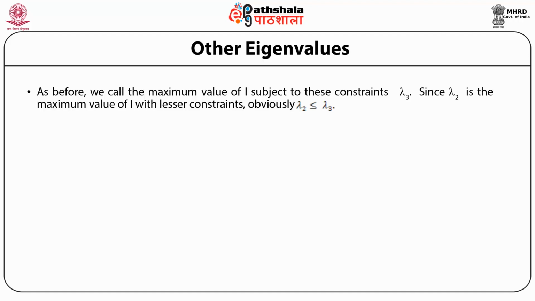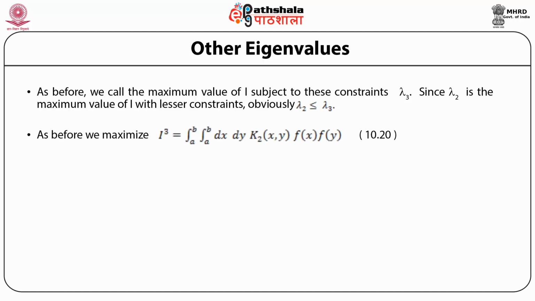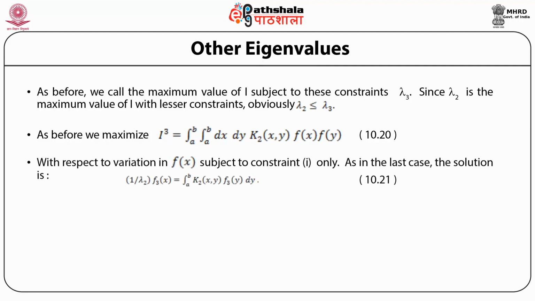to lambda 3. So as earlier, we maximize now I3, which is defined as a two-dimensional integral over dx dy from a to b of the integrand k2, which is a function of x and y, multiplied by f of x multiplied by f of y. So we maximize this with respect to the variation in fx subject to the constraints. As in the last case, the solution is 1 upon lambda 3 f3x is equal to the integral over dy from a to b of the product of the kernel k2 and the function f3.